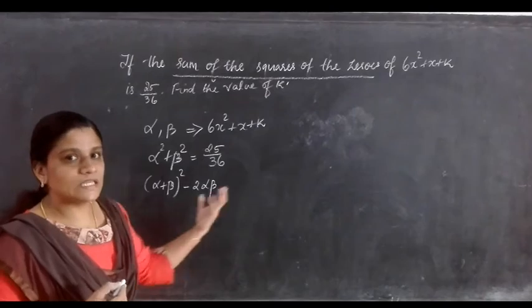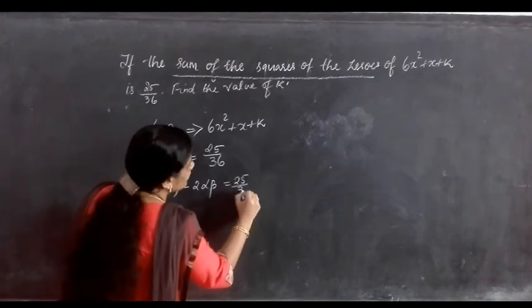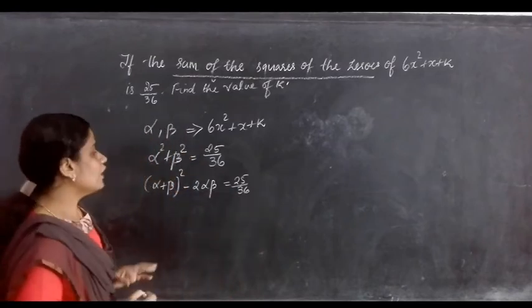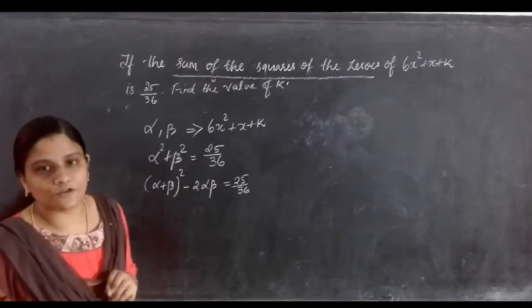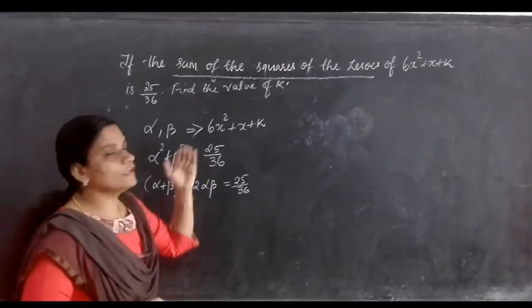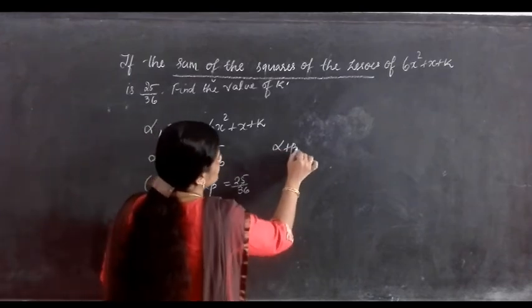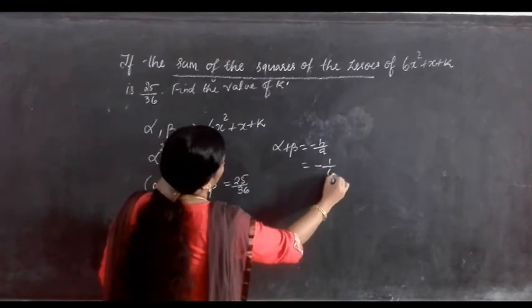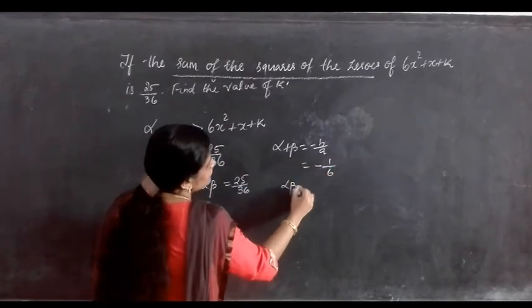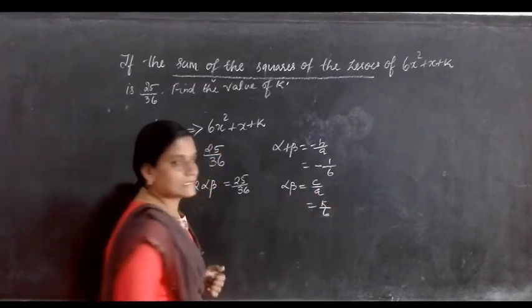As we have seen this in the previous questions, is it? Is equal to 25 by 36. Okay. Now if you want to continue, we have to know what is the sum of the zeros and the product of the zeros. So first of all, we will find that from the given polynomial. So sum of the zeros is equal to minus b by a, that is minus 1 by 6. Next, product of the zeros is equal to c by a, that is equal to k by 6.